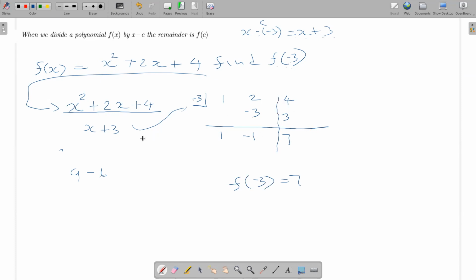Even if I plug in, I get 9 minus 6 plus 4, no? So this is 3 plus 4, I get 7. This is another way to find that. It's a little bit easier because you only have to multiply and add.